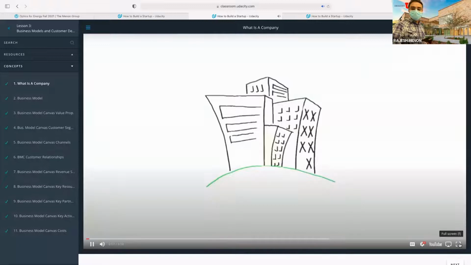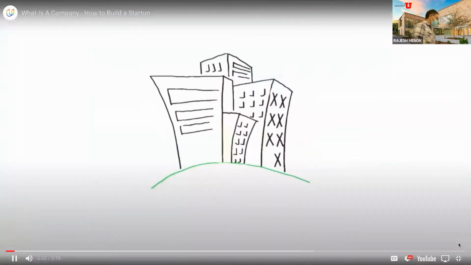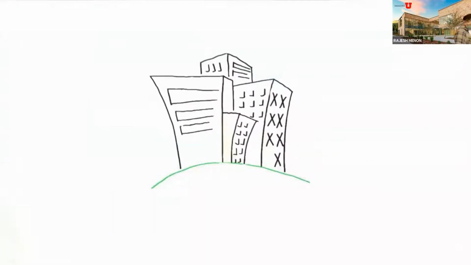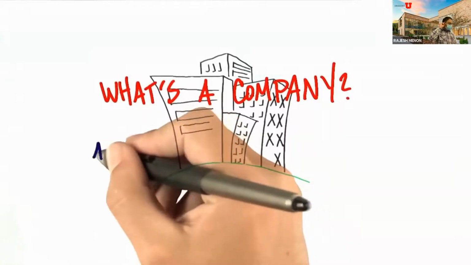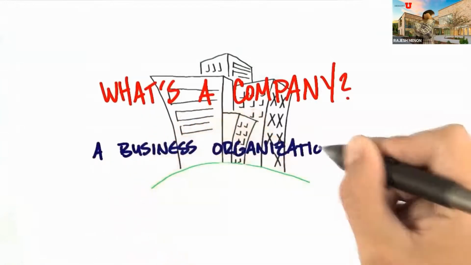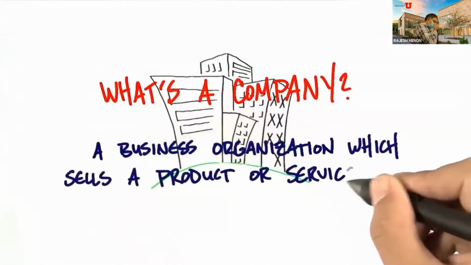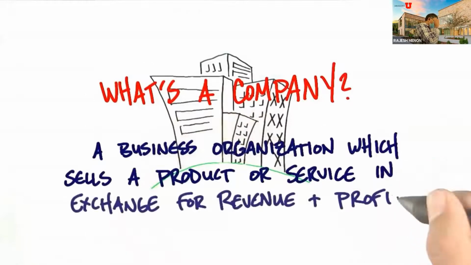Let's take a start at business models and customer development. But before we even begin, one of the first questions I tend to ask is, what is a company? What is it that I'm trying to actually start? Just for the sake of this class, I think we ought to use this definition. A company is a business organization which sells a product or service in exchange for revenue and profit.